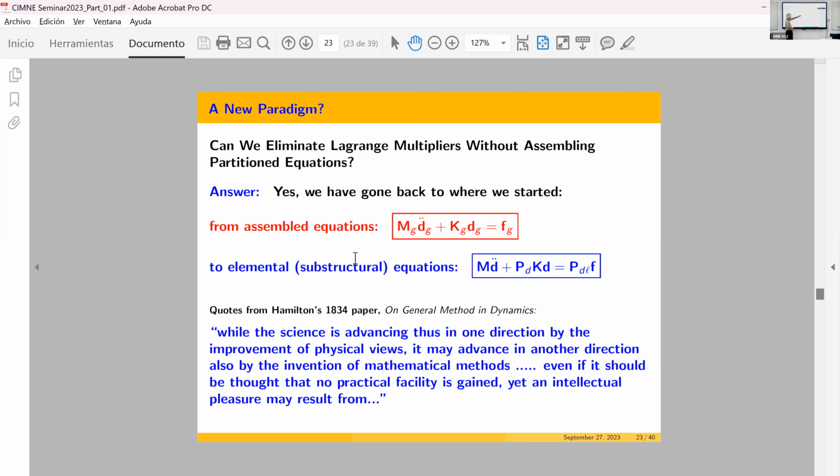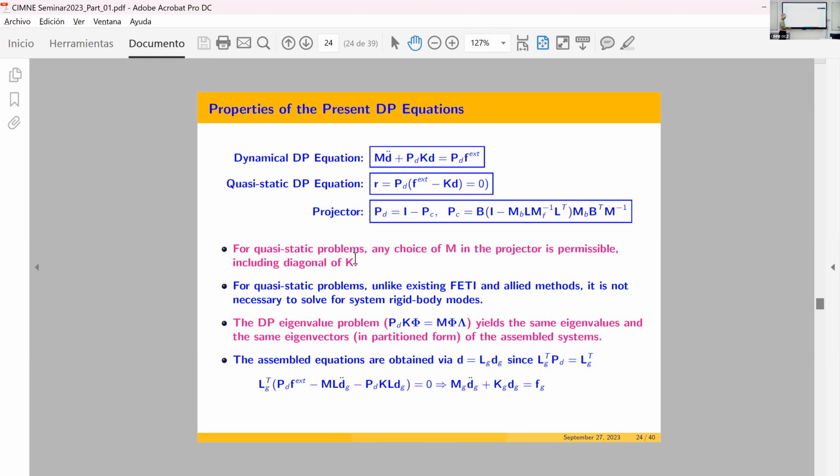Essentially, we have gone back to where we started. And I emphasize here again, this may not be all that important, but at least, hopefully, there's some intellectual pleasure, at least for this young man and Casey Parr. So the property is the following.